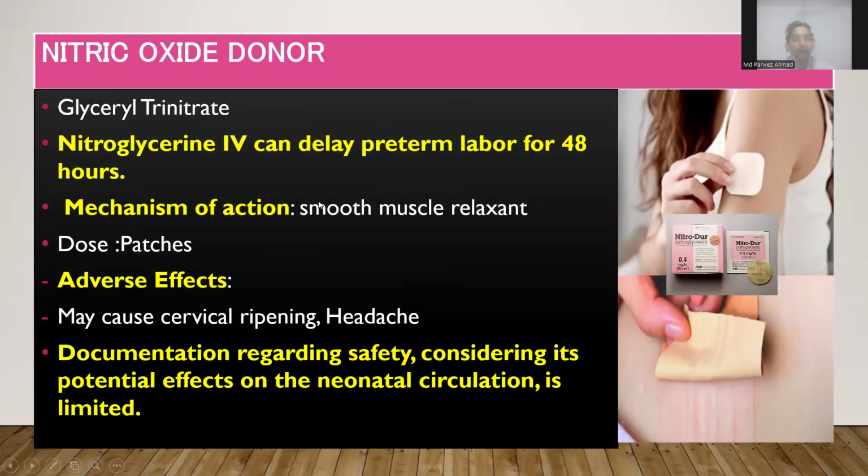Now next one is a nitric oxide donor. This drug, nitroglycerin, generally we use in case of angina, but here also sometimes we use it as transdermal patches. These are drugs which stimulate the guanylate cyclase and release cGMP from GTP, and this cGMP inhibits the MLCK phosphorylation, and finally the muscle of the uterus is relaxed. This is the mechanism of action of GTN.